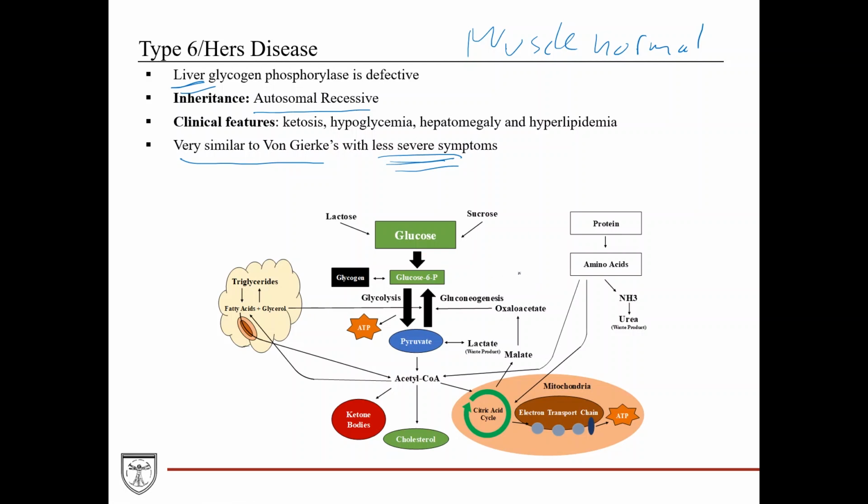So if we look at our diagram here, this actually helps, even though this is metabolism at a global view, it helps with explaining this disease here. So obviously you have glycogen here that can be broken down into glucose 6-phosphate.